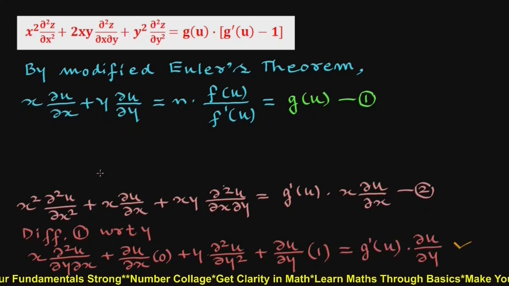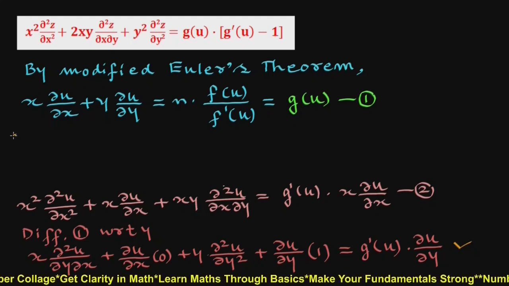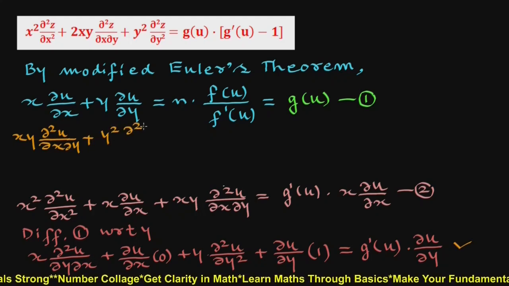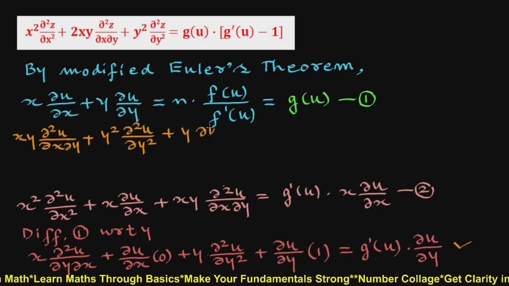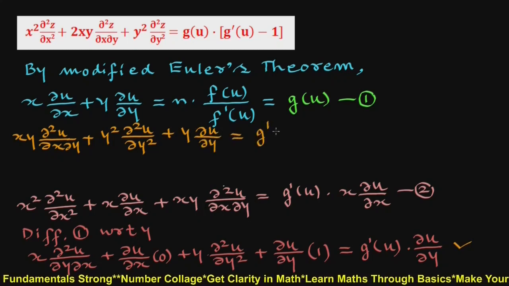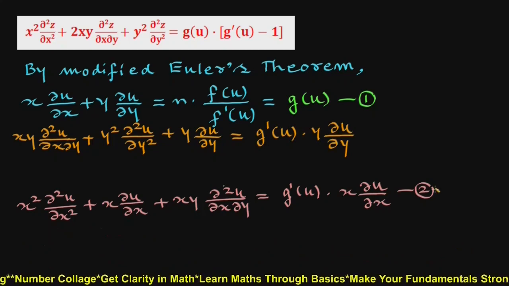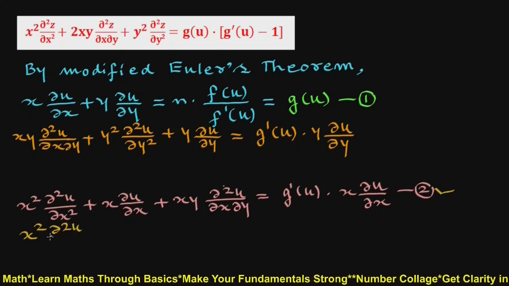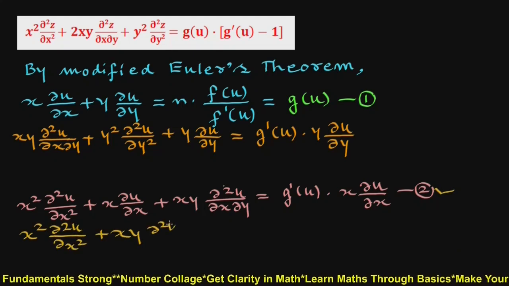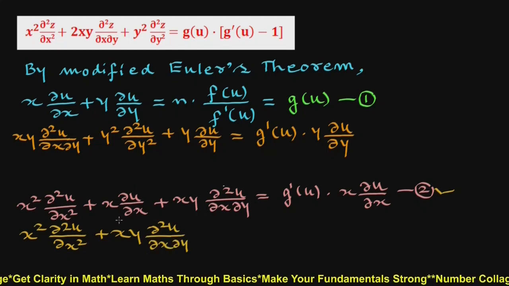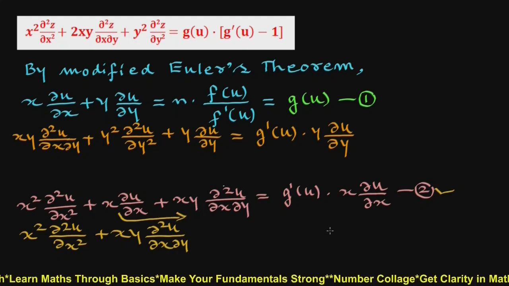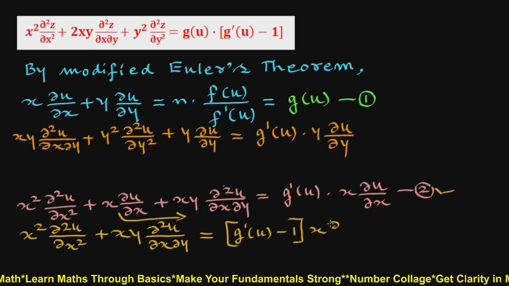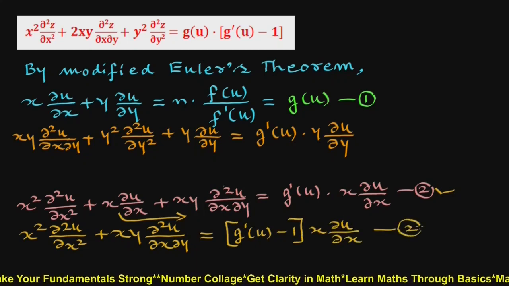Multiplying this expression by y and simplifying, we get xy ∂²u/∂x∂y + y² ∂²u/∂y² + y ∂u/∂y equals g'(u) y ∂u/∂y. Let us write this expression 2 once again: x² ∂²u/∂x² + xy ∂²u/∂x∂y, and we will send this x ∂u/∂x to the right hand side so that it will be (g'(u) − 1) times x ∂u/∂x. This is modified statement 2.